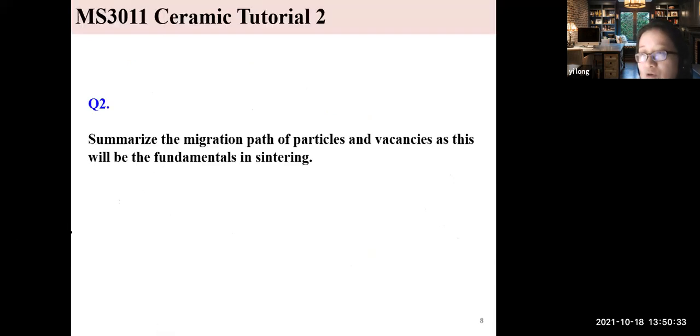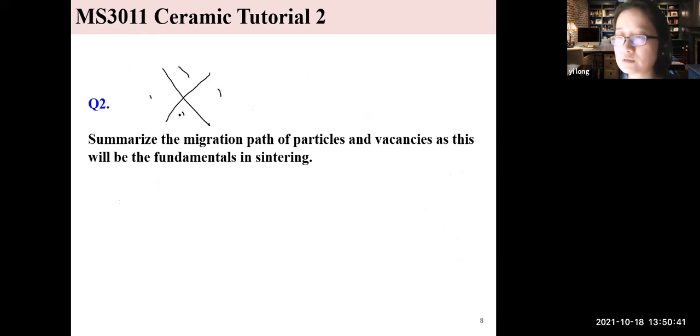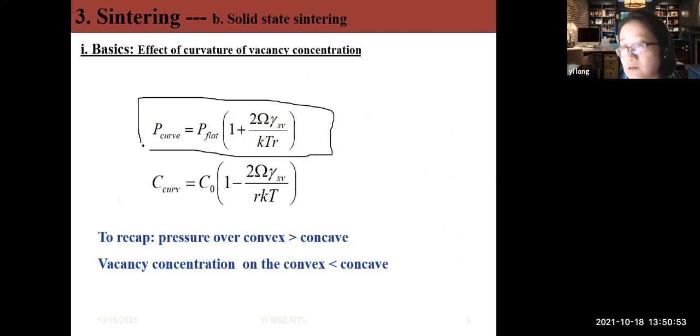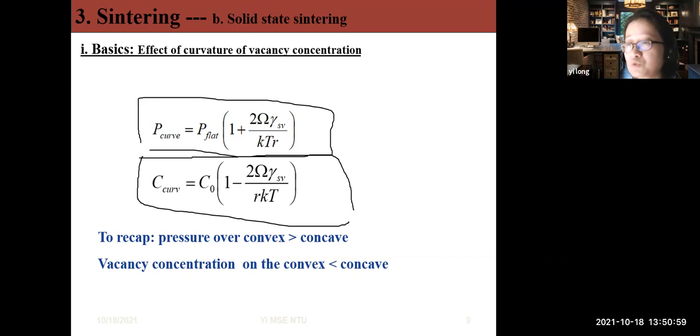Let's continue. Summarize migration paths of particles and vacancies, as this will be fundamental. This one is so important because it is very important for you to understand the sintering. So, migration paths of the particles and vacancies. This one is the one we derived together in the class, and this is the one we just derived in the tutorial question 1. Correct, right? So it's pretty straightforward.